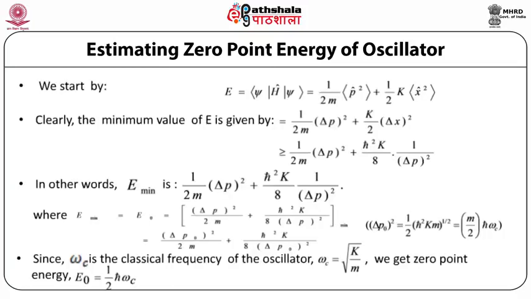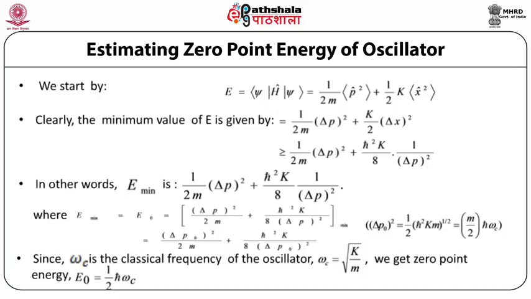Estimating 0-point energy of oscillator. Now, once we have understood that when we take the root mean square deviation, the final values are not 0 but are greater than or equal to ħ by 2 in the case of Δx times Δpx, one can now find the lowest energy, called the 0-point energy of the oscillator, and this turns out to be different from 0. So in order to make the estimate of this energy, let us proceed as follows.